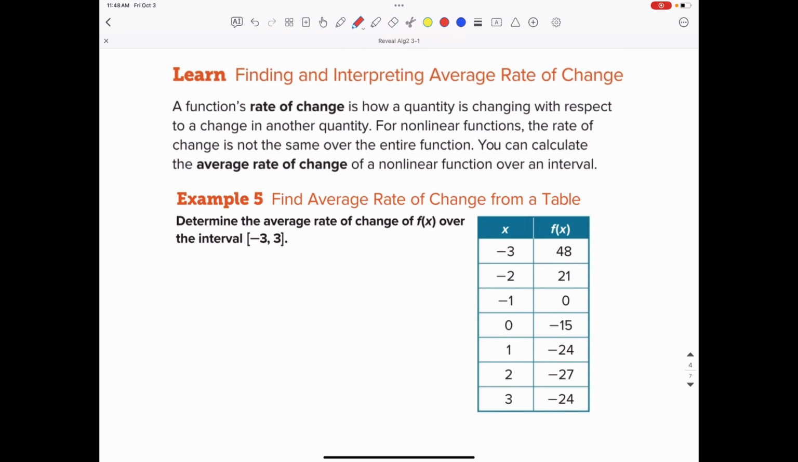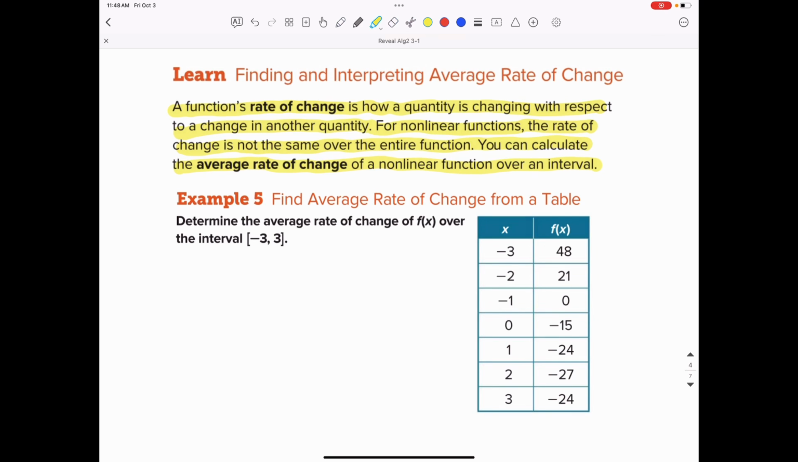So that's the first half of the lesson, talking about how to graph a quadratic equation and how the vertex is related to the maximum values. The second half of the lesson is talking about rate of change. A function's rate of change is how a quantity is changing with respect to a change in another quantity. For nonlinear functions, the rate of change is not the same over the entire function. You can calculate the average rate of change of a nonlinear function over an interval.